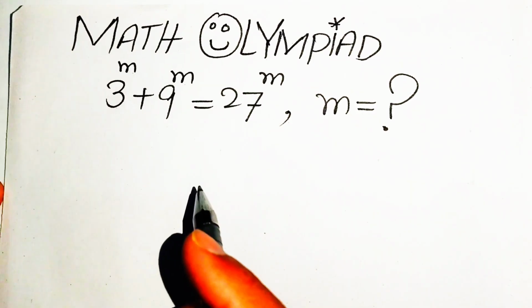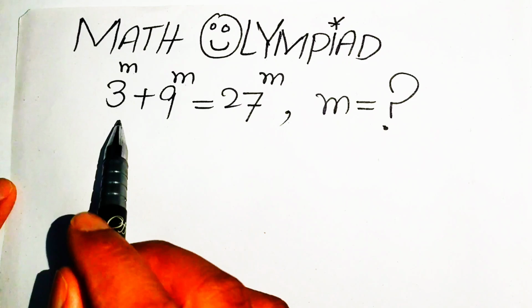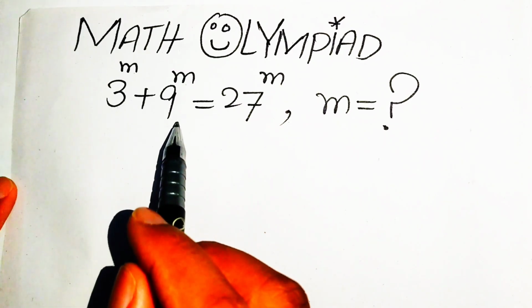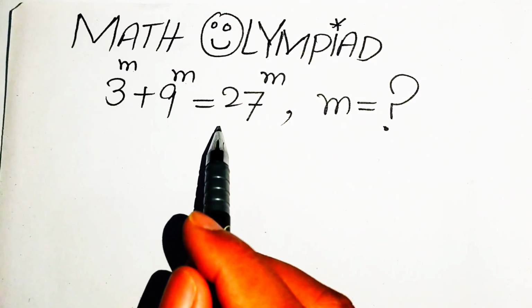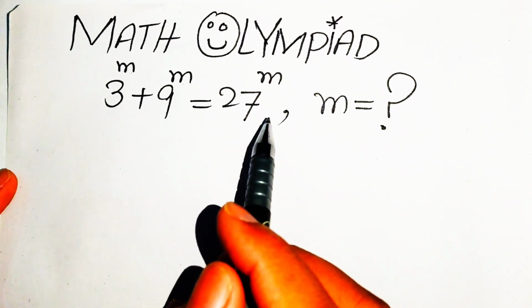Hello everyone, welcome to solve this nice math Olympiad exponential equation problem. Here we have 3^m + 9^m = 27^m. And now we solve this problem for the values of m.